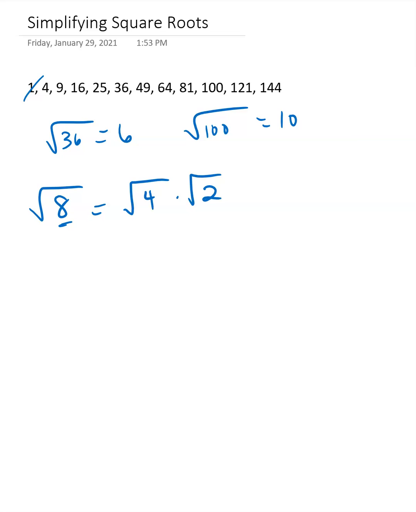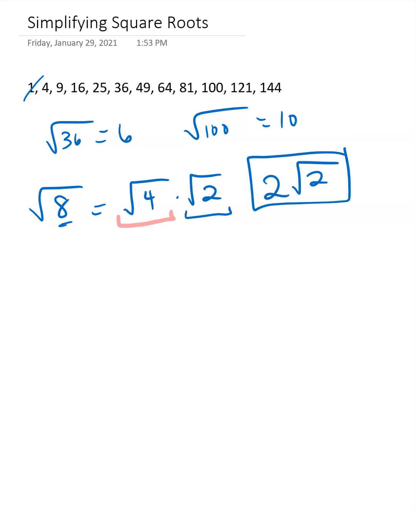Now that we're to this point, we look at the number that's the perfect square, and we say, what is the square root of 4? Well, the square root of 4 is 2. And then can we take the square root of 2? The second part, no, so it just stays the square root of 2. So we get 2 times the square root of 2.